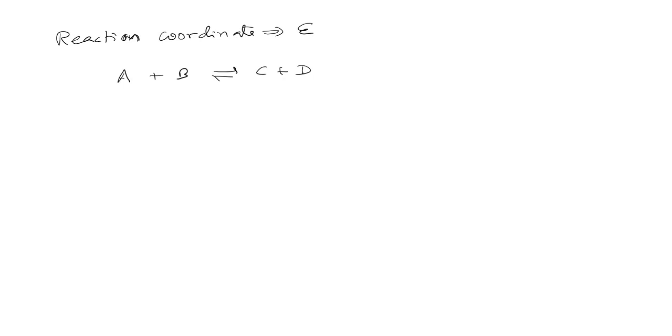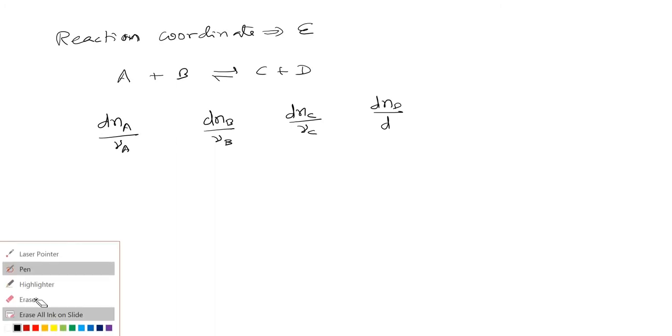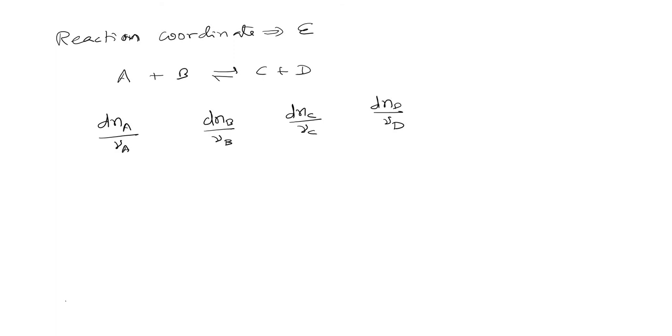Okay, we have some reaction A plus B giving C plus D. In this reaction, the change in number of moles of A with respect to the stoichiometric number of A, similarly the change in number of moles of B with respect to the stoichiometric number of B, the change in number of moles of C with respect to the stoichiometric number of C, and the change in number of moles of D with respect to the stoichiometric number nu D. Listen, these ratios are always equal and it is a constant.